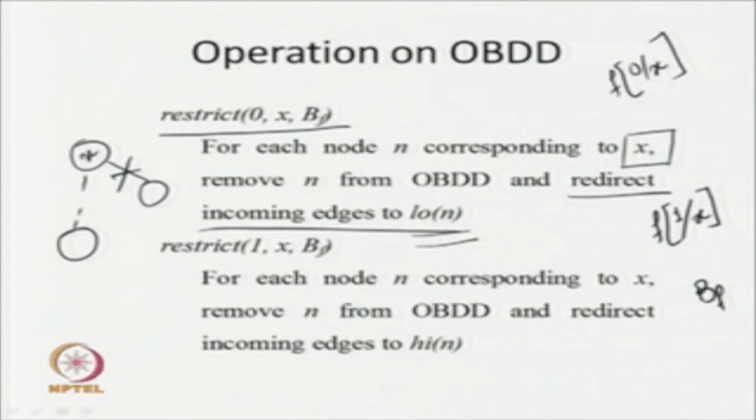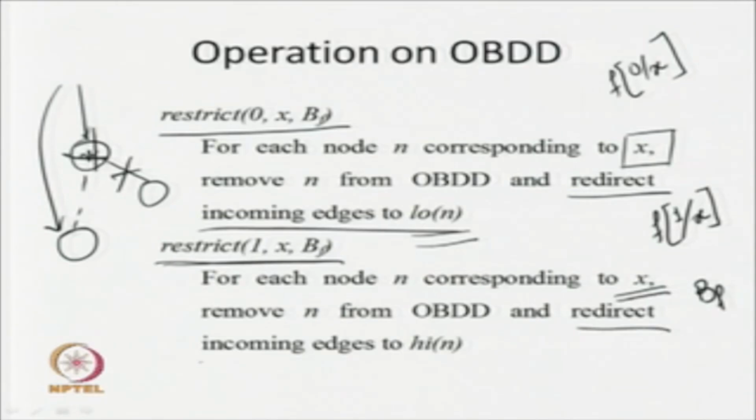So, in this particular case, we are going to remove this particular node, and whatever incoming edges we have, all those will be redirected to this particular low node. Similarly, we are going to use restrict 1 x b f. The treatment is similar. Now, we are going to remove all those nodes labeled by x, and we are going to redirect the incoming edges to high of n. So, this is the way we can construct ROBDDs for our restrict operation also.